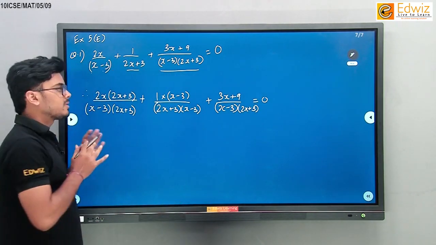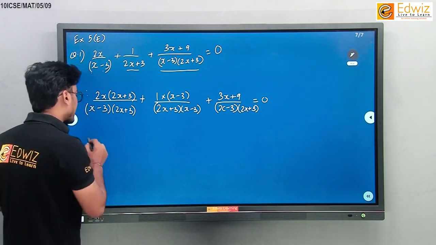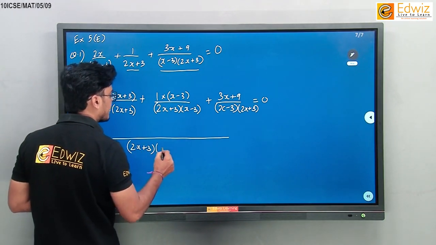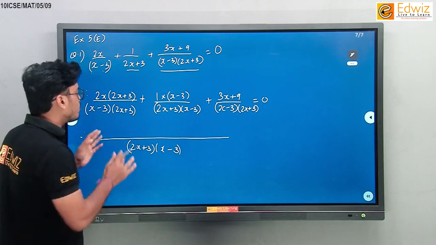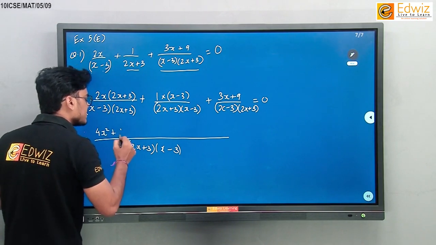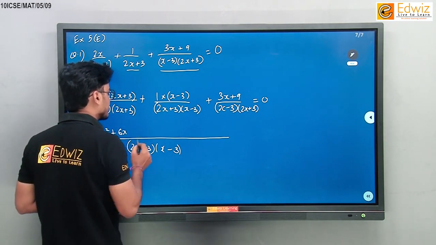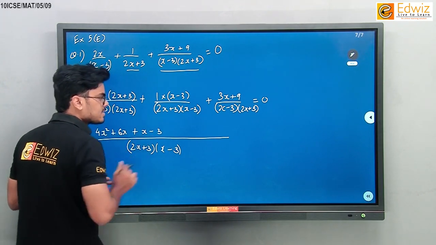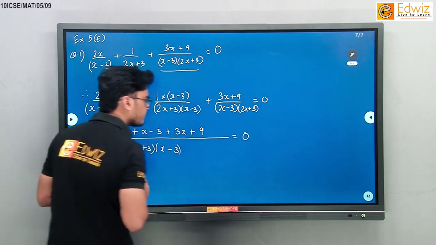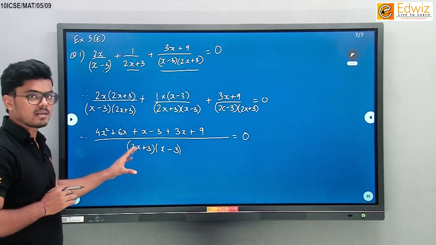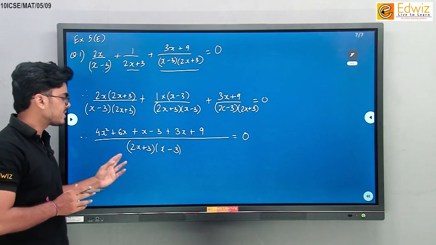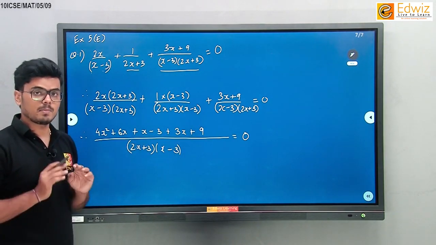As you can see, all three denominators are now the same, so we can write them as a single denominator, 2x plus 3 multiplied by x minus 3. In the numerator, 2x into 2x is 4x square, plus 2x into 3 is 6x. Then here we have 1 into x minus 3, so x minus 3 remains as it is, then plus 3x plus 9 equal to 0. Now if I send the denominator to the other side, it will get multiplied with 0 and become completely 0. So this entire term will get multiplied with 0 and become 0.